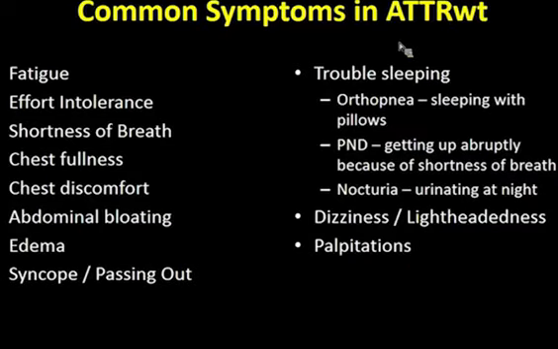What are the common symptoms that patients report when they have wild-type TTR amyloid? Well, fatigue is universally present. They talk about effort intolerance and an inability to walk far distances or even short distances at times and do the things they want to do. They complain of shortness of breath, sometimes called by physicians or other providers dyspnea on exertion. They complain of chest fullness or chest discomfort. Some people even say they have chest pain.